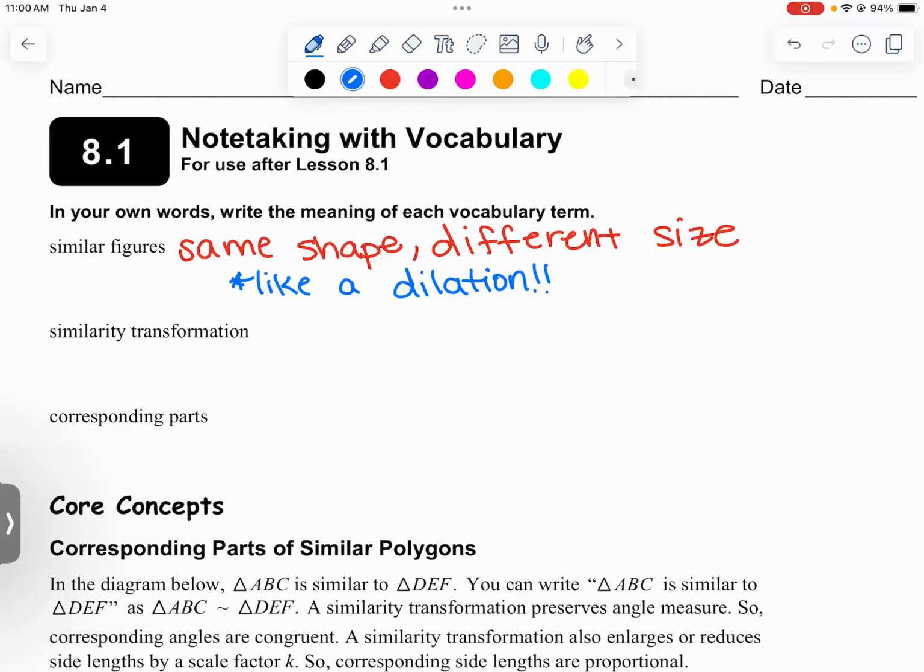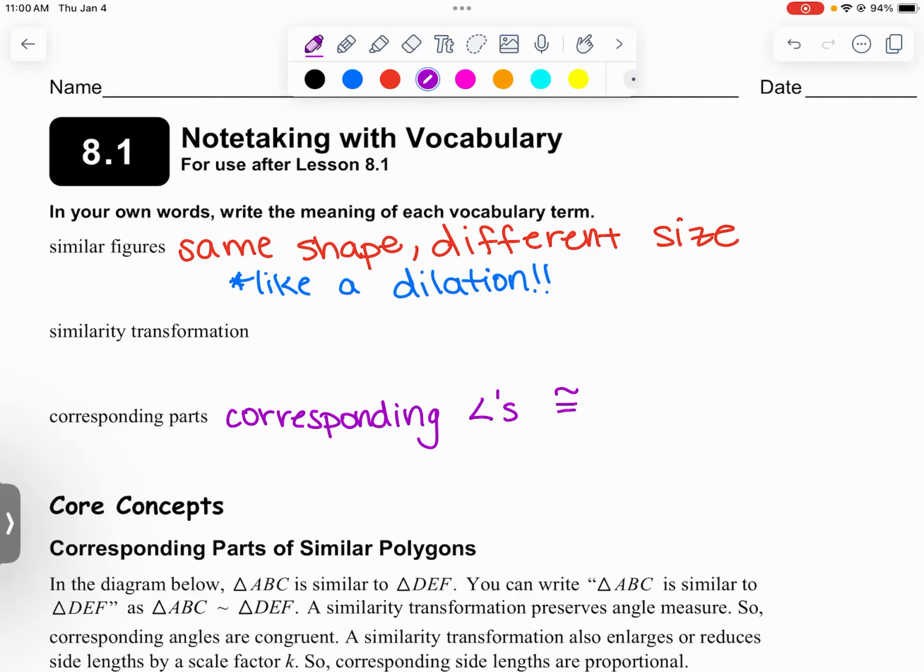Okay, so what we are going to do throughout this chapter, we're going to start with similar figures in general. Starting tomorrow, we're going to work specifically on similar triangles. Now with our corresponding parts, we know that corresponding angles are going to be congruent, like Nora said. Our angles are going to be the same. However, our corresponding sides are not going to be the same.